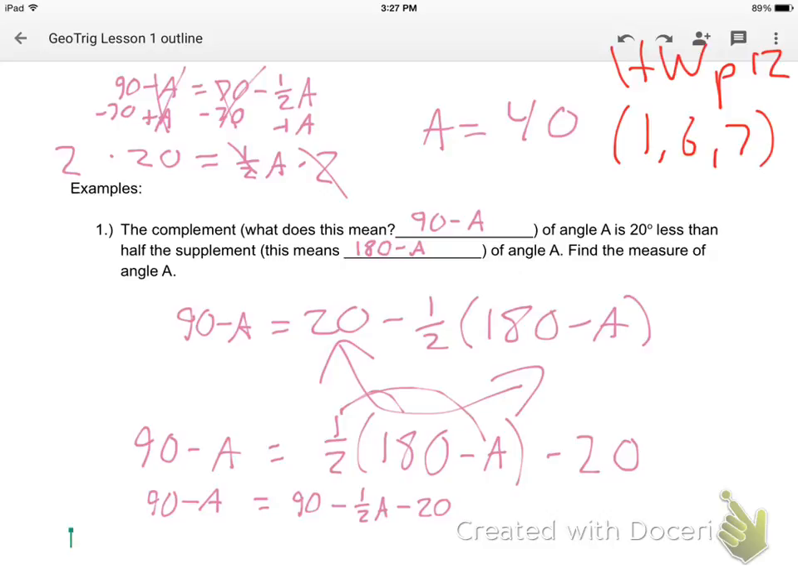Homework is on page 12, problems 1, 6, and 7.